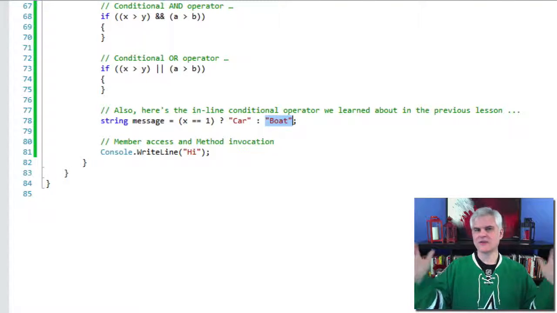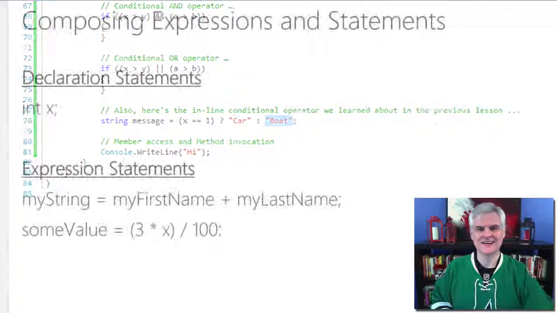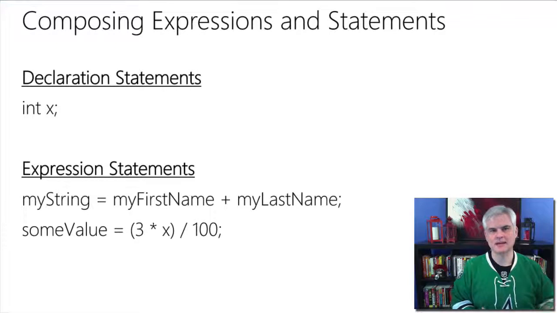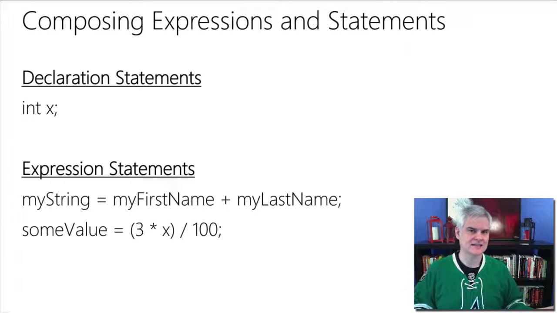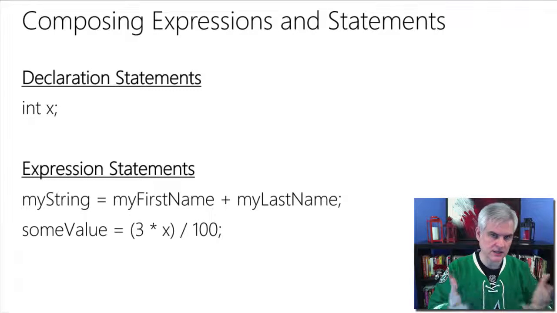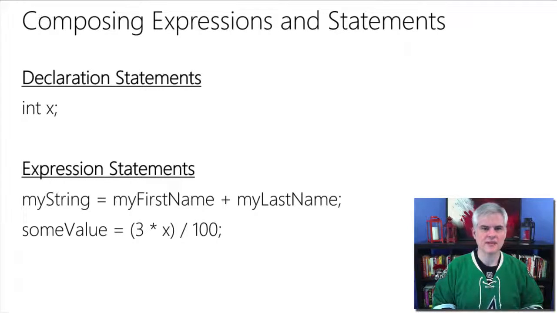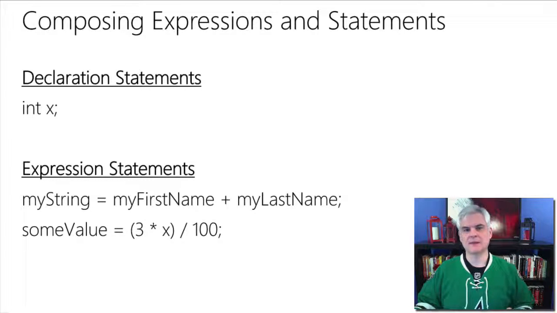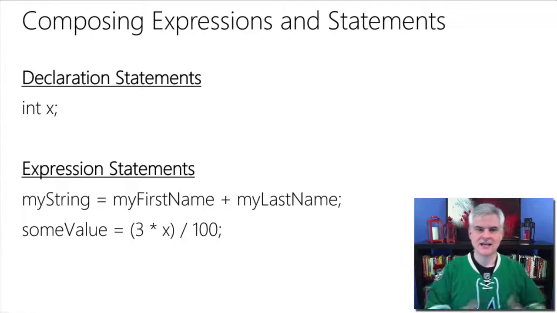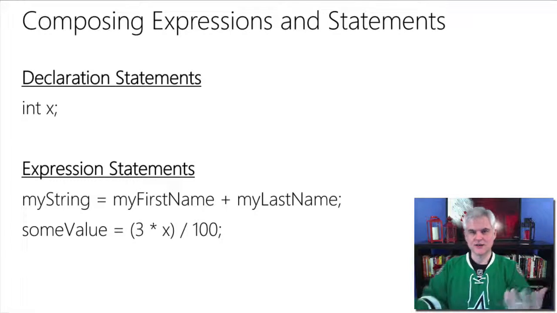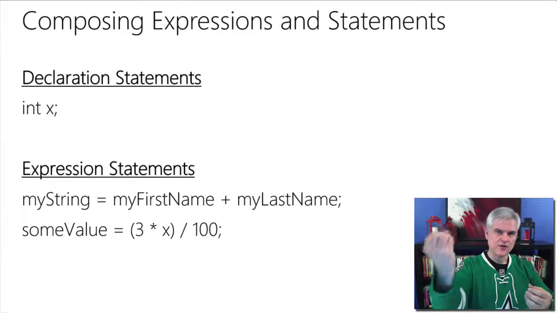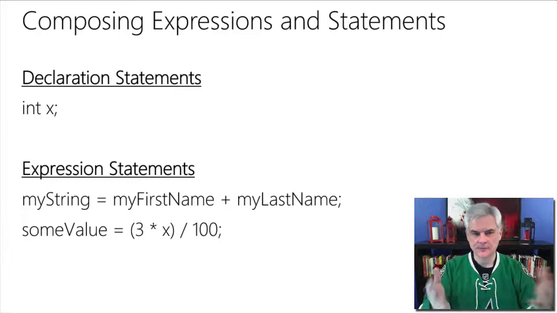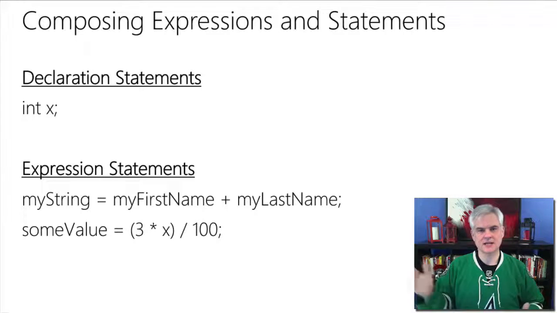We've already seen several great examples of statements so far when we've written our applications. And you might say, well, where have I seen a statement before? Well, think about the projects that we've created up to this point. For example, there are declaration statements like int x. In that case, that's all it takes to make a complete thought in C#. And then there are expression statements like my string equals my first name plus my last name. Again, a complete thought. We're adding two values together and taking the new value and setting it as the value of my string. Or something like this, some value equals 3 times x divided by 100.